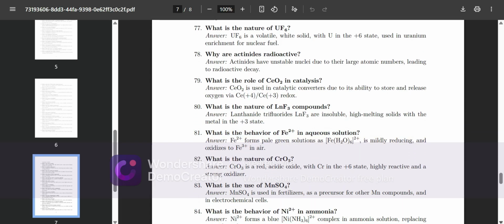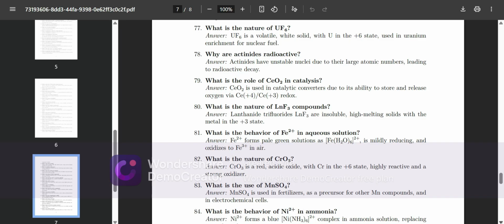What is the nature of UF6? UF6 is a volatile white solid with U in the +6 state, used in uranium enrichment for nuclear fuel, where actinides, being radioactive, have unstable nuclei due to their large atomic numbers, leading to radioactive decay.